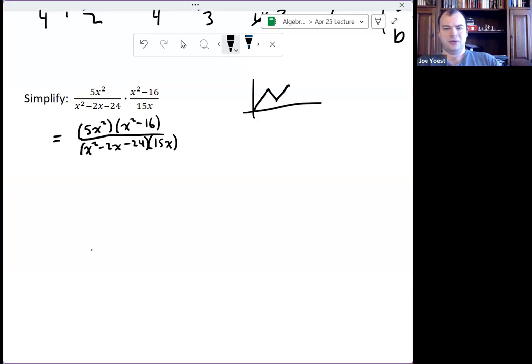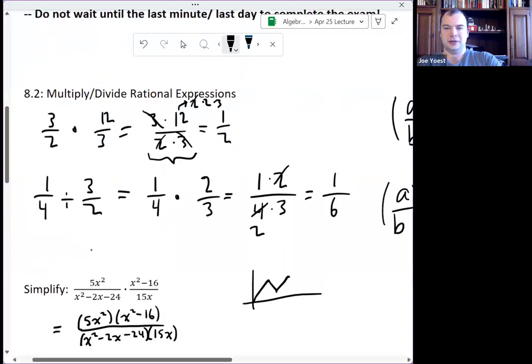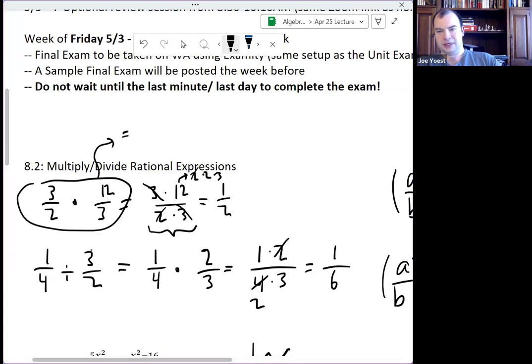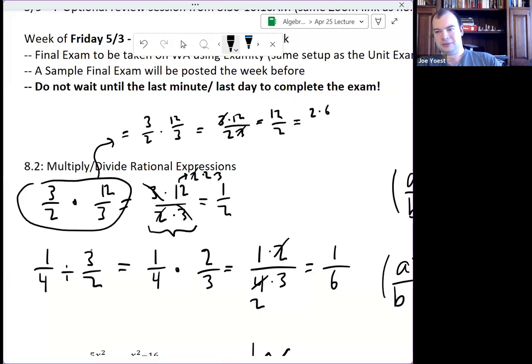Some folks say, well, I prefer to factor everything at first and then look for common factors, right? It's kind of the question of if we took an example like this and we said this is 3 times 12 over 2 times 3. Some people might prefer to cancel the 3's first and say this is 12 over 2, and this is 2 times 6 over 2, divide out the 2's and make that a 6.